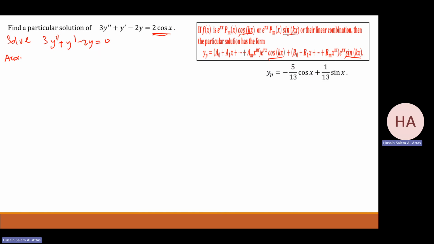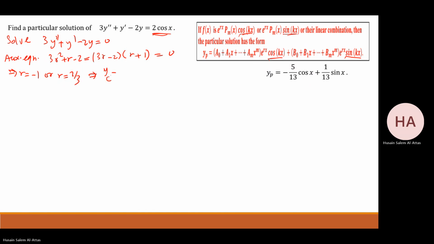So what is the auxiliary equation? I have 3r squared plus r minus 2. And that is what? That is 3r minus 2 and r plus 1. Is it? Minus 2r plus 3r is r. That's good. So I have r equals minus 1 or r equals 2 over 3. So what is the general solution? Yc. So what is Yc? C1 e to the minus x plus C2 e to the 2 over 3 x. Okay.